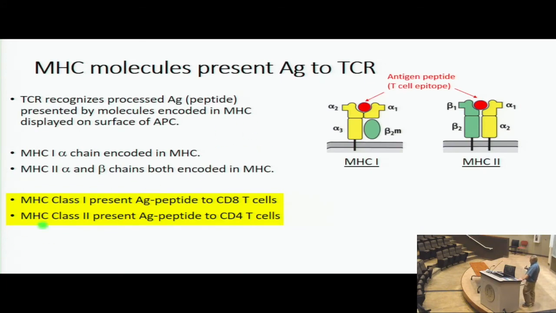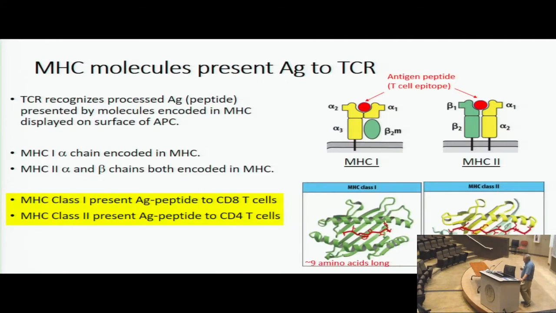And if you remember, I mentioned this dogma: MHC1 presents antigen to CD8 T cells, and MHC2 presents antigen to CD4 cells. Did I say MHC1 presents to CD8, MHC2 to CD4? This is what they actually look like. This is the T cell receptor's eye view of the MHC molecule. This is the crystal structures.